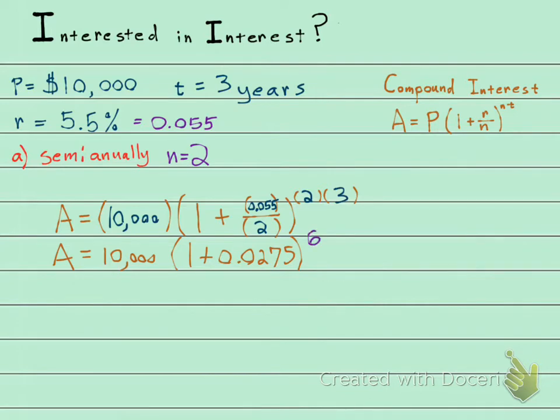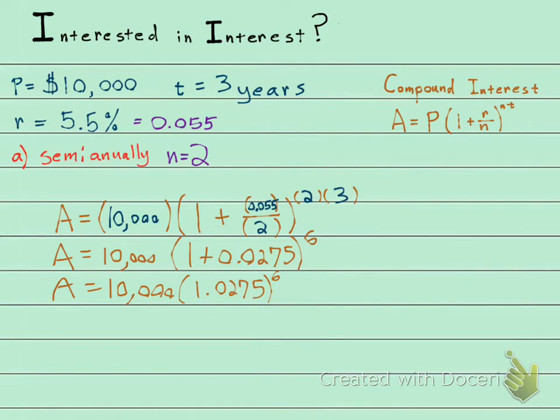All right. 1 plus 0.0275. Well, that's going to be 1.0275. So 1.0275 to the power of 6. Let's do that exponent. In my calculator, 1.0275 to the power of 6. Remember I'm going to use that little top hat, some people call it a caret, to get that exponent higher than 2.